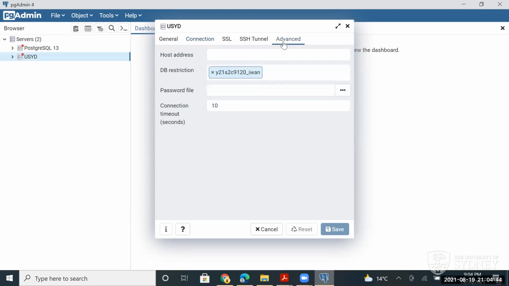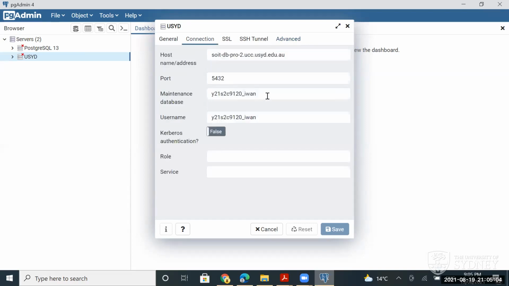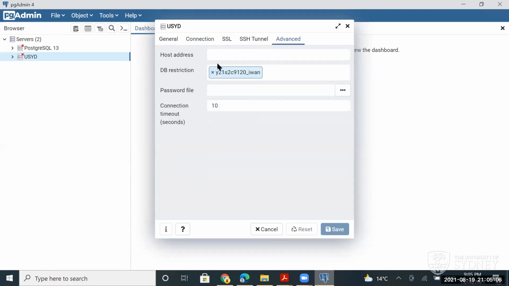And then under advanced, if you click to the advanced tab, for the database restriction, you should make sure you also include your own database as the database restriction, right? So this is my own database. Make sure you use the same one here and add that to this database restriction.